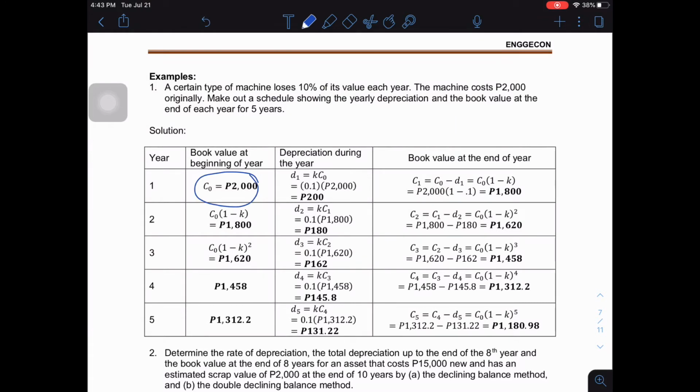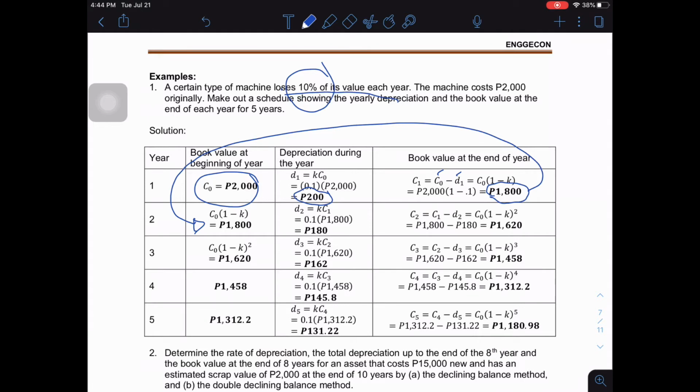Okay. And to solve for D1, depreciation during the first year, that's K multiplied by the original cost. It says here it loses its value 10% each year. That's why it's 0.1, giving us 200 as the depreciation. Now, to solve for the book value at the end of 1 year, that's original minus the depreciation, giving us a value of 1,800.